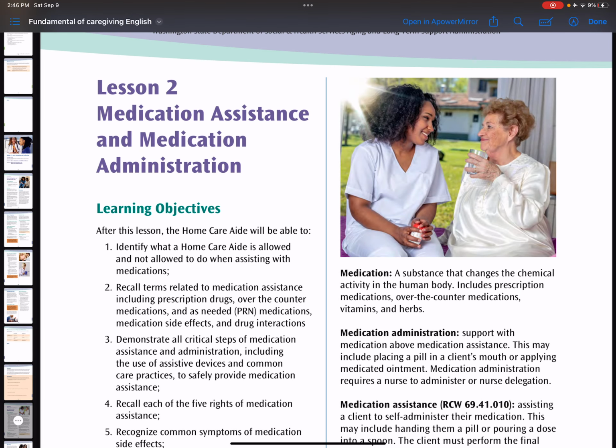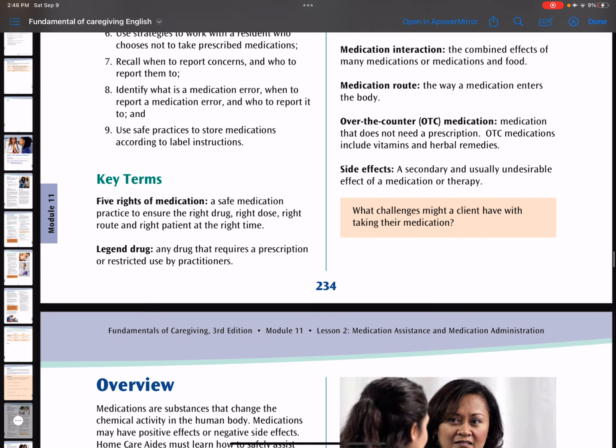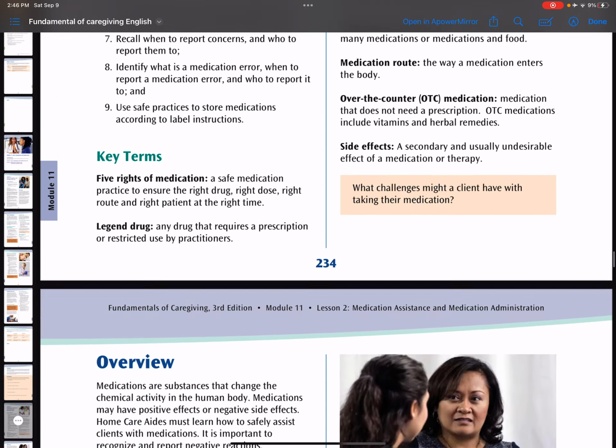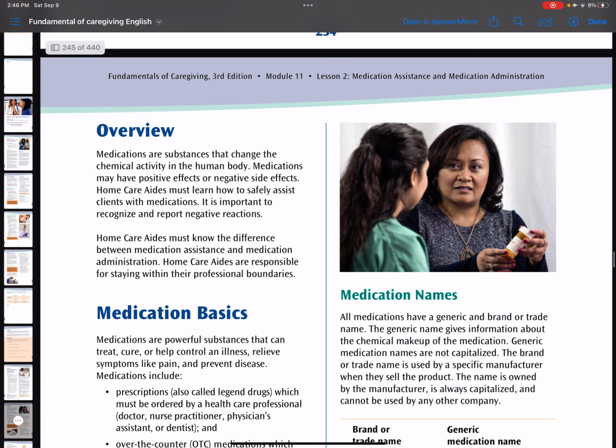We're doing Model 11. This is the second part, Lesson 2, Medication Assistant and Medication Administration. We did Lesson 1 already. Now we're doing Lesson 2. As usual, we have to do the key terms. You need to study these key terms and you need to know them.